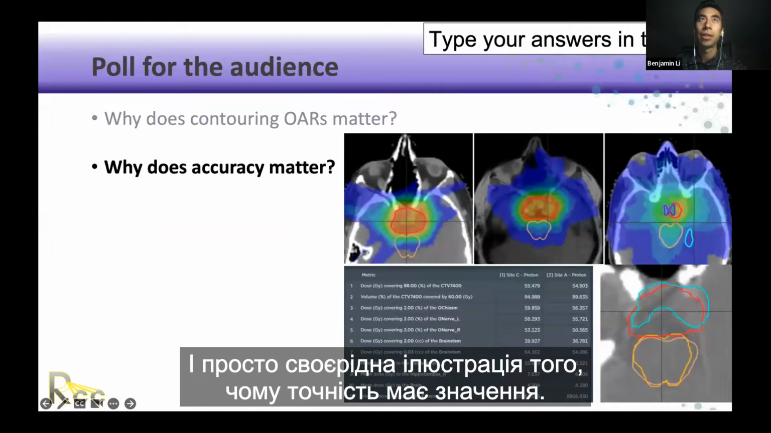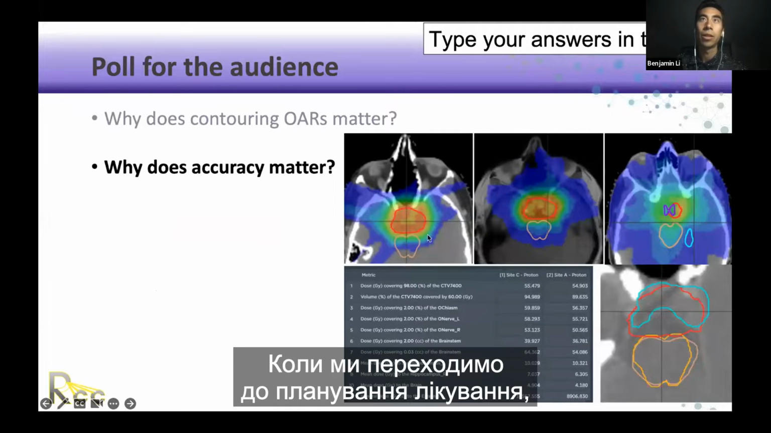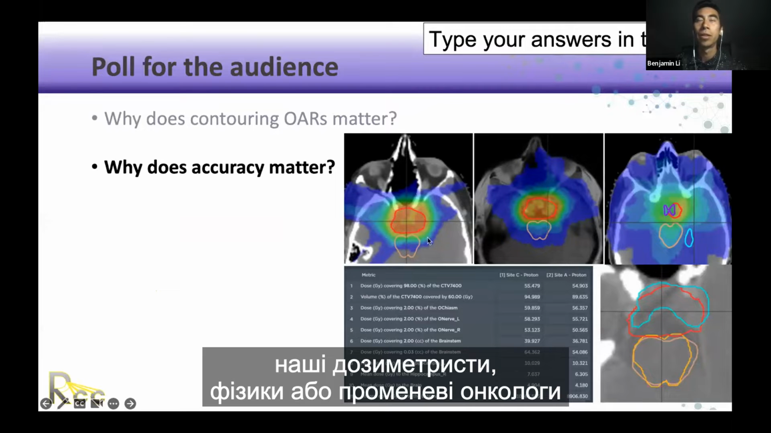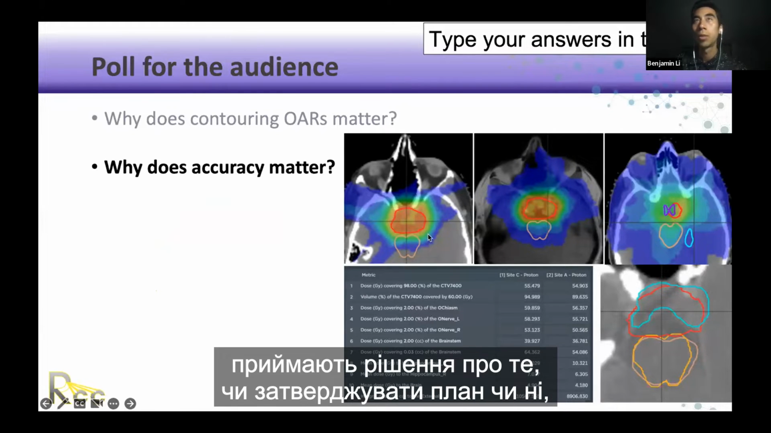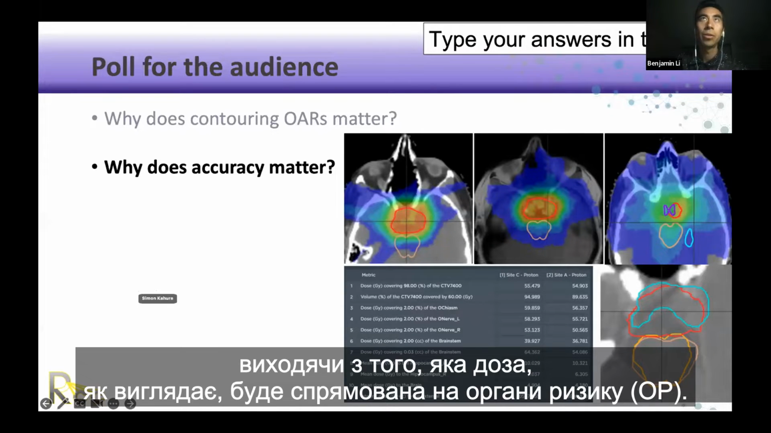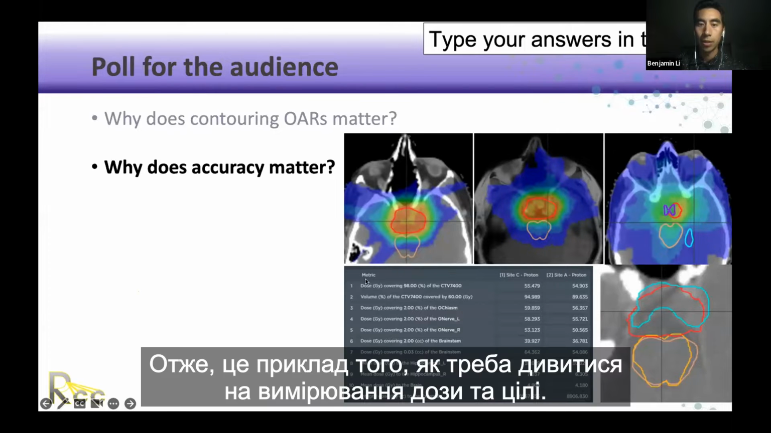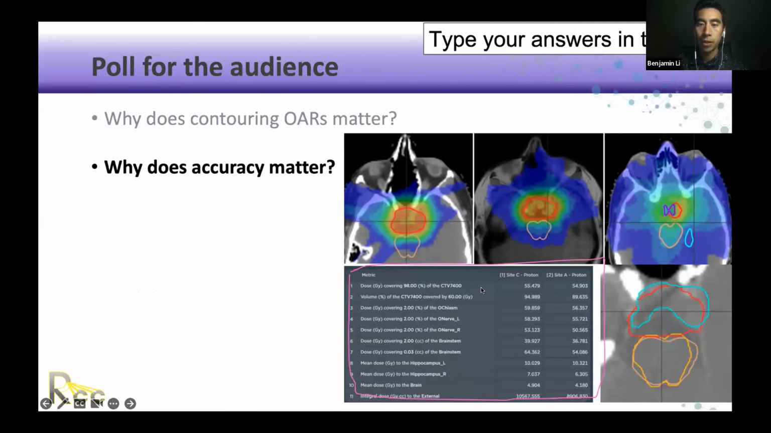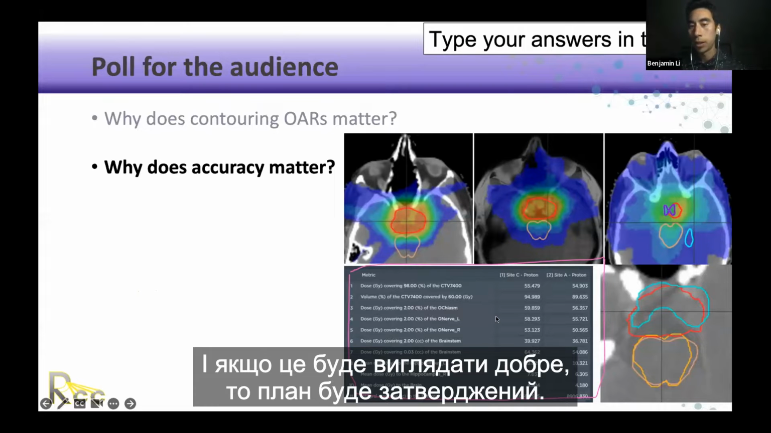And just a sort of illustration of why accuracy matters. When we actually get to the point of treatment planning, our dosimetrists or our physicists or our radiation oncologists are making decisions on whether to approve a plan or not based on how much dose it looks like is going to an OAR. And so this is an example of looking at dose measurements and objectives. And if it looks like it's good, then the plan will be approved.